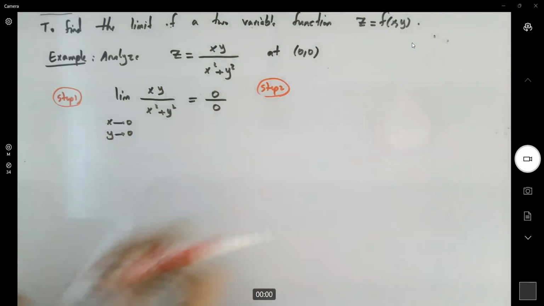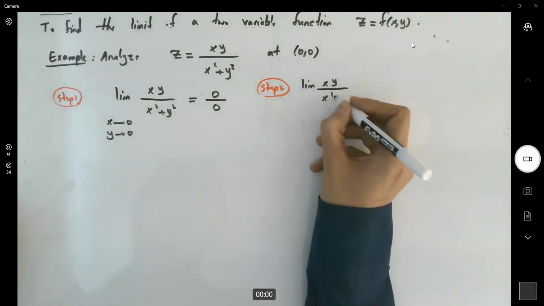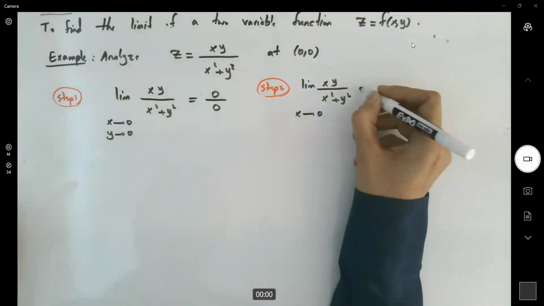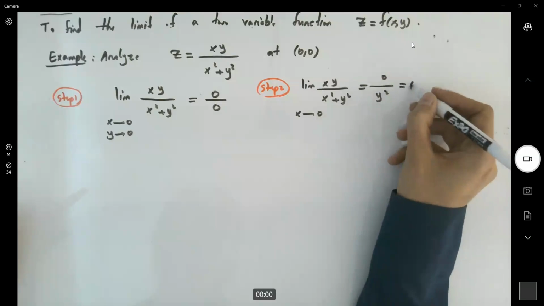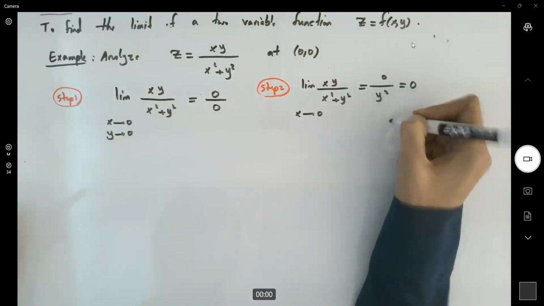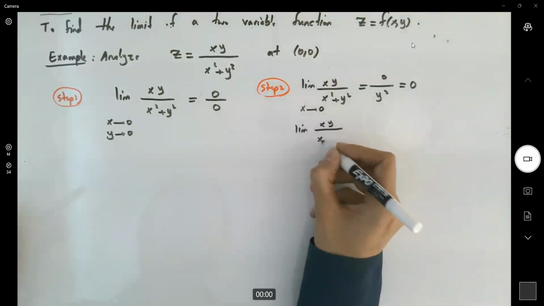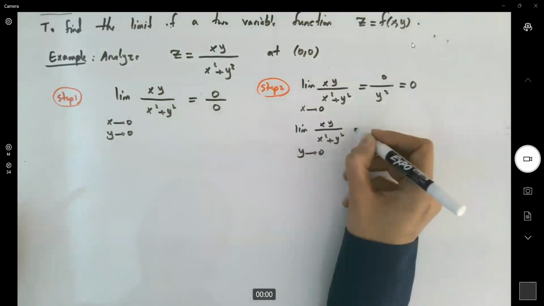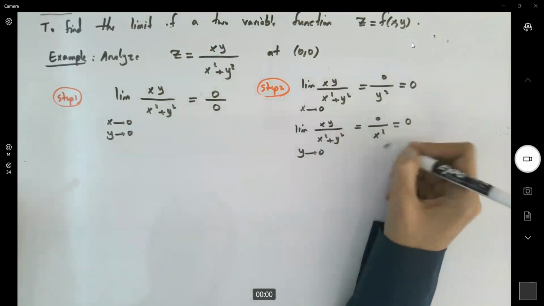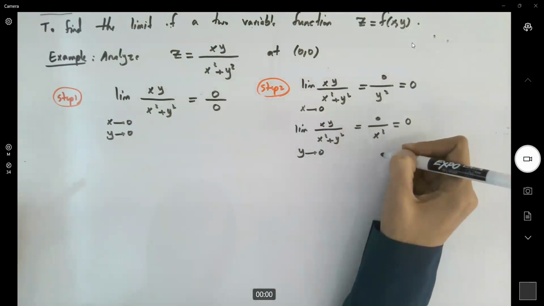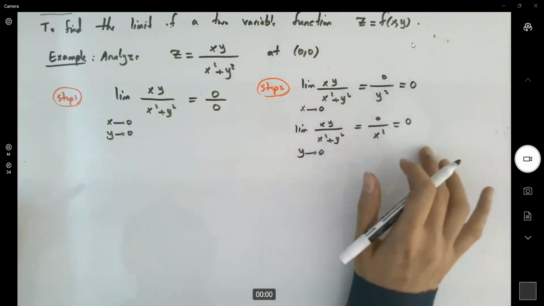Now let me separately enter these values. Limit of xy over x squared plus y squared, as x goes to 0, this gives me 0 divided by y squared, which is 0. But what should I do with the y in the denominator then? If I plug in y equal to 0, this gives me 0 divided by x squared, which is 0. But what should I do with x as x goes to 0? So this method doesn't work. It doesn't tell me the limit is equal to 0.